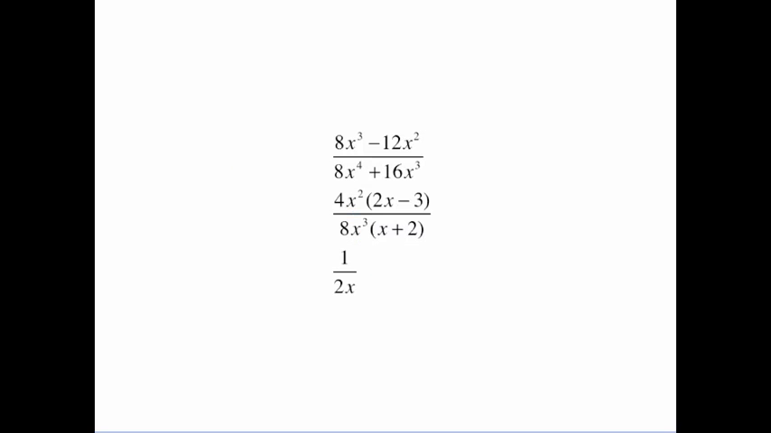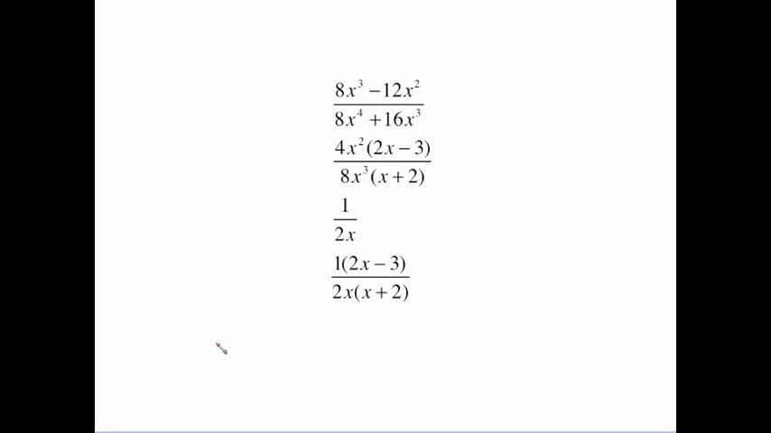The 4 over 8 reduces to a half. X squared over x cubed, that's just using your exponent laws, and you end up with 1 over 2x. Of course, the 2x minus 3 is still part of the top, and the x plus 2 is still part of the bottom, and that's your answer. Now, I can clean this up a teeny bit by getting rid of that 1, and I just end up with 2x minus 3 over this.